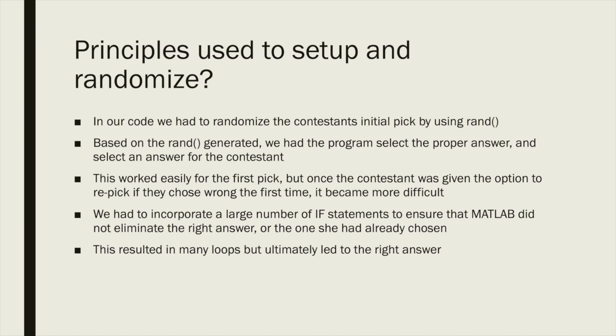This worked easily for the first pick and for the first experiment, just seeing how many they'd get right. But when you started to introduce the other option, after you pick, the game host would then eliminate another one of the answers, assuming you didn't pick correctly already, and then give you the option to switch to pick one of the remaining two.